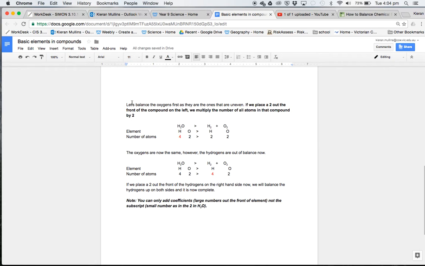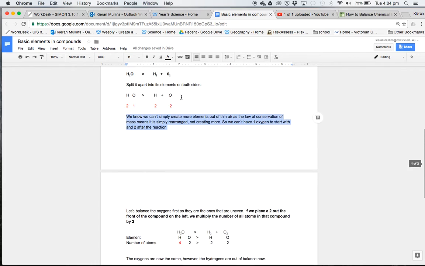So let's balance the oxygens first, as they're the ones that are uneven. So over here, we've got 2 oxygens. Here we've got 1. So it stands to reason the first step for me would be to make this the same as this side. Now to do that with chemistry, the way we can balance is we can't just add little 2's here. We can't add these. They're called subscripts.